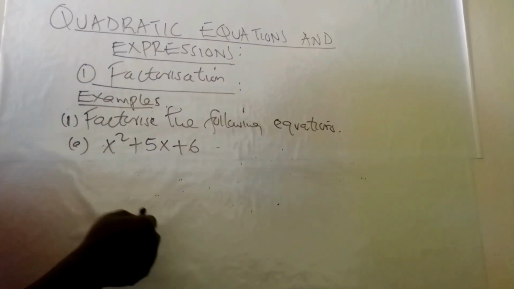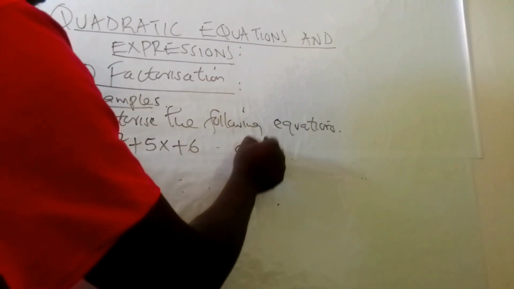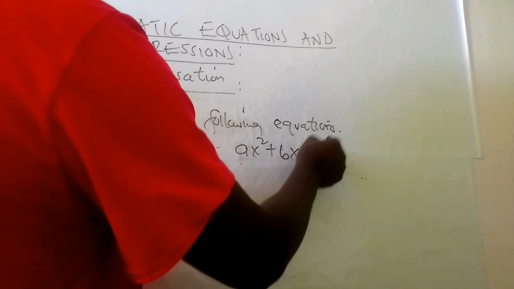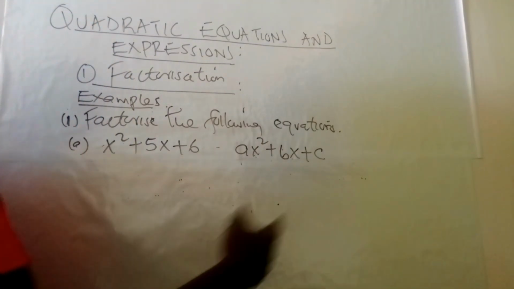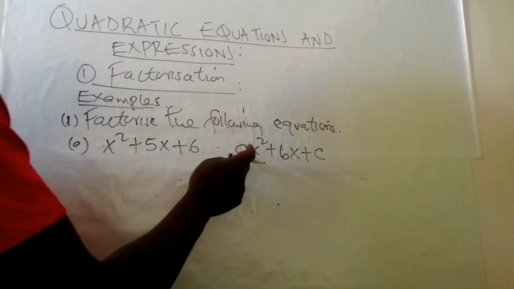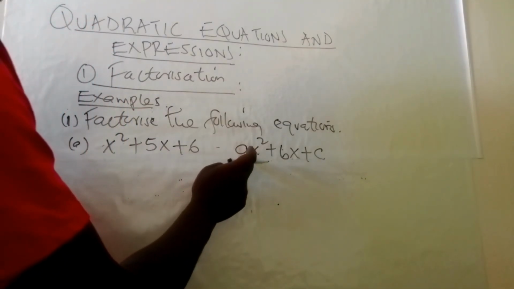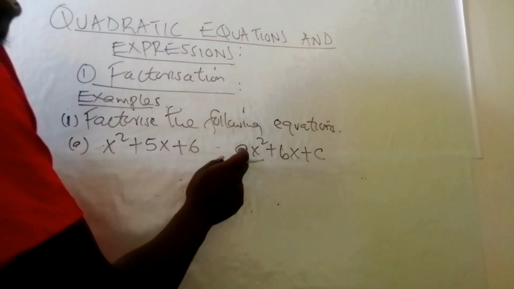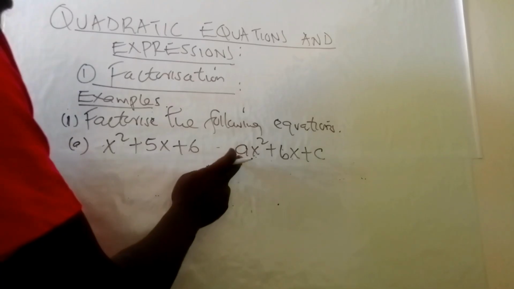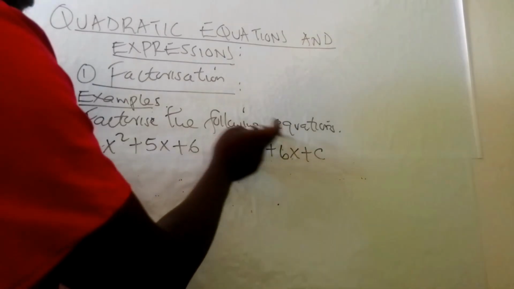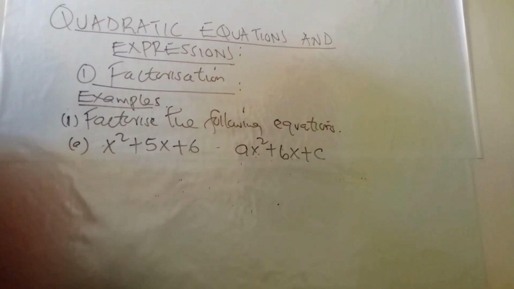Quadratic equations take the form of ax squared plus bx plus c. Quadratic equations or even expressions, this is an expression. An equation has an equal sign. For quadratic expressions, they take the form of ax squared plus bx plus c, where a is not 0. The reason why we say a is not 0 is that when you put a 0 here, it means that now the square part disappears. So we say a is not equal to 0.